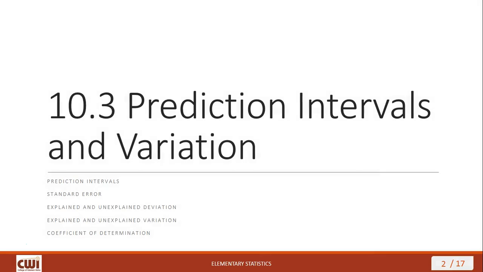Here in this lecture, we're going to talk about prediction intervals. They're in many respects like confidence intervals, but there are some important differences, and we'll get into that in this lecture. We'll also talk about the concept of standard error, explained and unexplained deviation, and how that relates to explained and unexplained variation. And we'll conclude with a look at what's called the coefficient of determination.